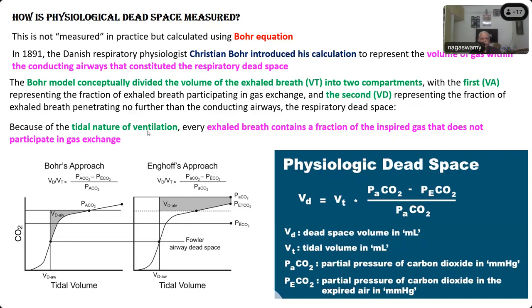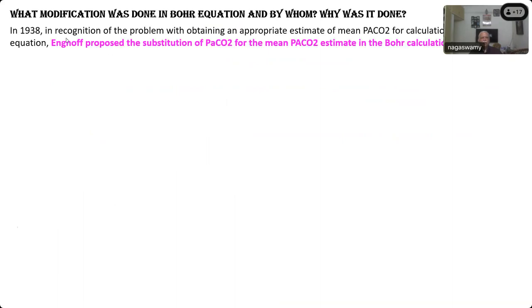So physiological dead space nowadays is calculated by Enghoff's modification of Bohr's equation. So the original discoverer was Bohr, but Enghoff made a modification. So this is the same thing. What is the modification done in Bohr? In 1938, in recognition of the problem of obtaining an appropriate estimate of alveolar carbon dioxide using the Bohr equation, Enghoff proposed the substitution of arterial carbon dioxide tension instead of the mean alveolar carbon dioxide estimate in the Bohr calculation.